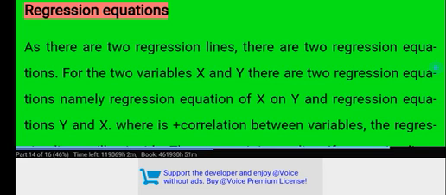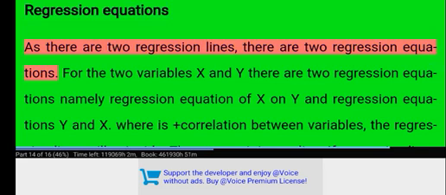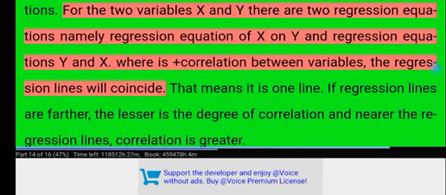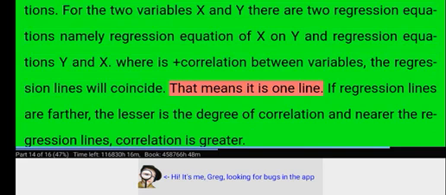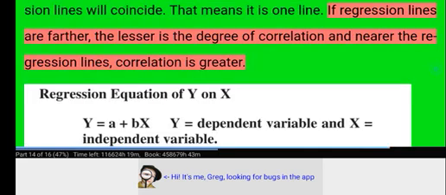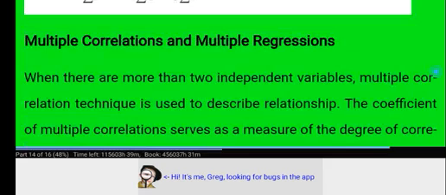Regression equations. As there are two regression lines, there are two regression equations. For the two variables x and y, there are two regression equations, namely regression equation of x on y and regression equation of y on x. Where there is perfect correlation between variables, the regression lines will coincide. That means it is one line. The farther apart the regression lines are, the lesser is the degree of correlation, and the nearer the regression lines, the greater the correlation.